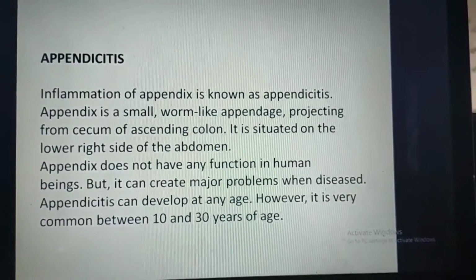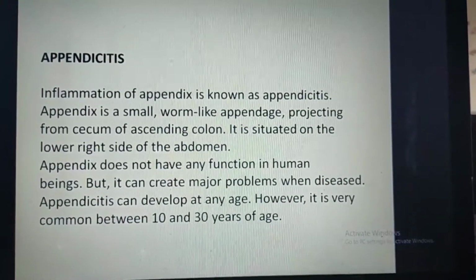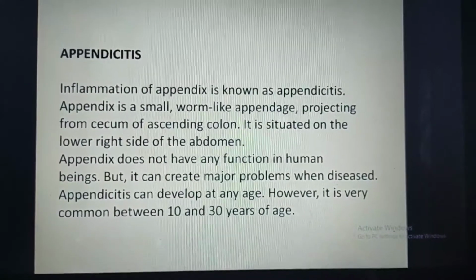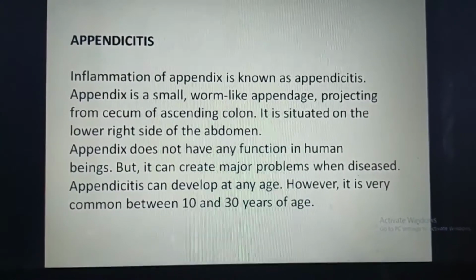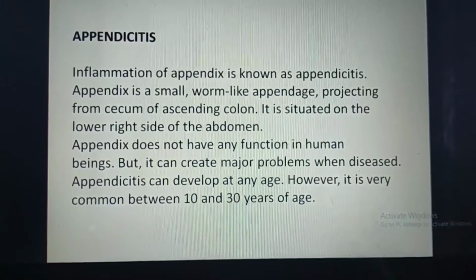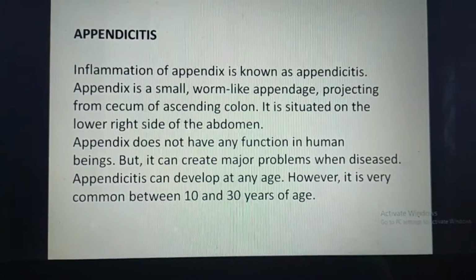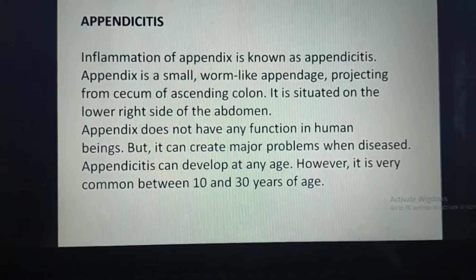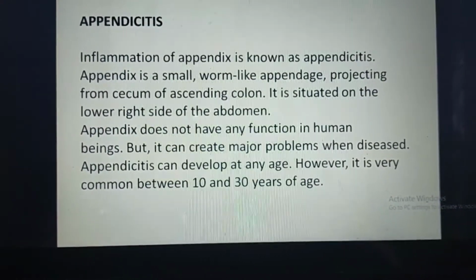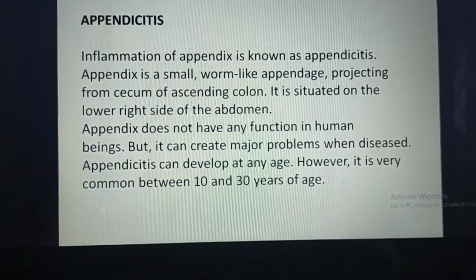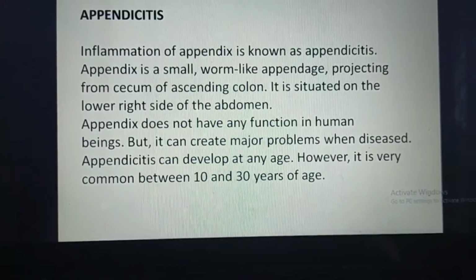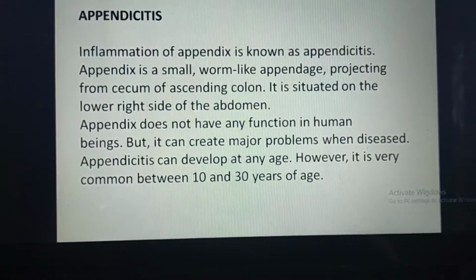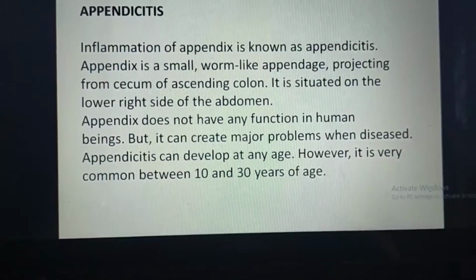One is appendicitis, because it is a very common term and you should know about this. So what happens in appendicitis and what is that? Inflammation of the appendix is known as appendicitis. The appendix is a small worm-like appendage projecting from the cecum of the ascending colon. It is situated on the lower right side of the abdomen. The appendix does not have any function in human beings, but it can create major problems when diseased.